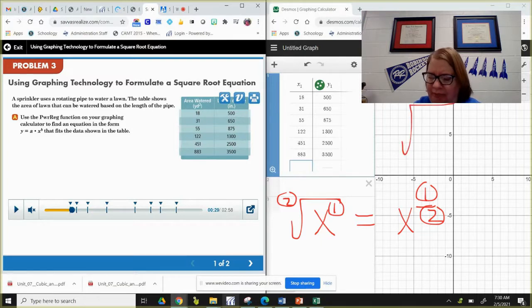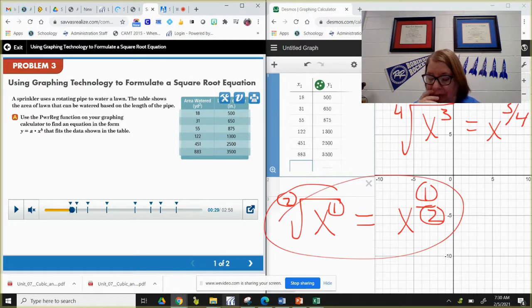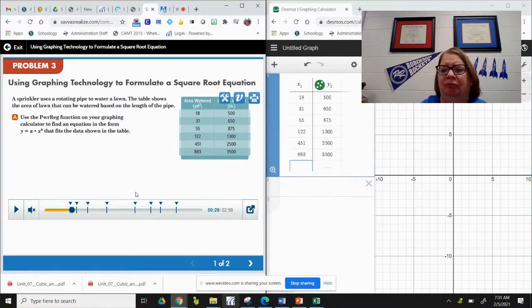So if you had the 4th root of x to the 3rd, that would be the same as x to the 3/4 power. If you had the 5th root of x to the 8th, that would be x to the 8/5 power. That doesn't look like a power. It's not x times that, it's x raised to that power. That's an exponent, okay? So the only one we really need today is x to the 1/2 power is the same thing as square root of x. That's what they're talking about using this power regression.